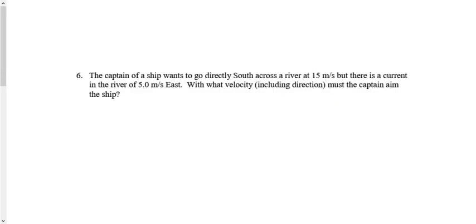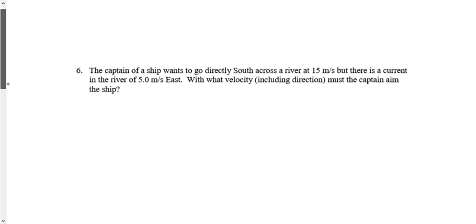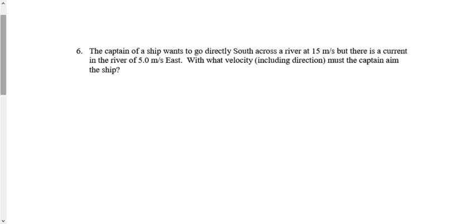Okay, now I want to take a look at question number 6. The captain of a ship wants to go directly south across a river at 15, but there's a current in the river at 5.0 meters per second to the east. With what velocity, including the direction, because of course velocity is a vector, we need direction, must the captain aim the ship? What do we got here?